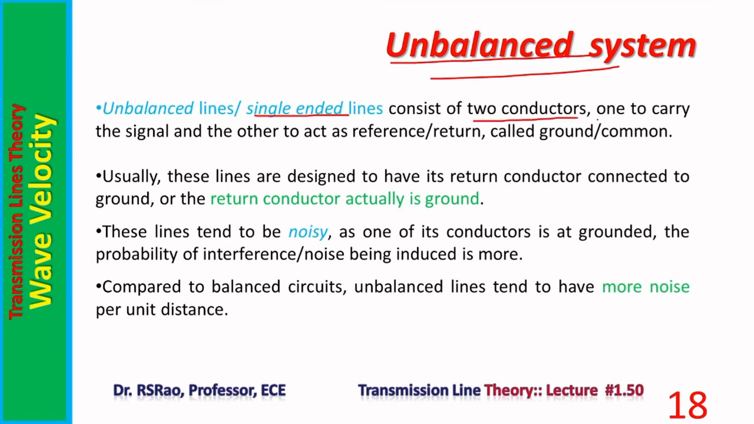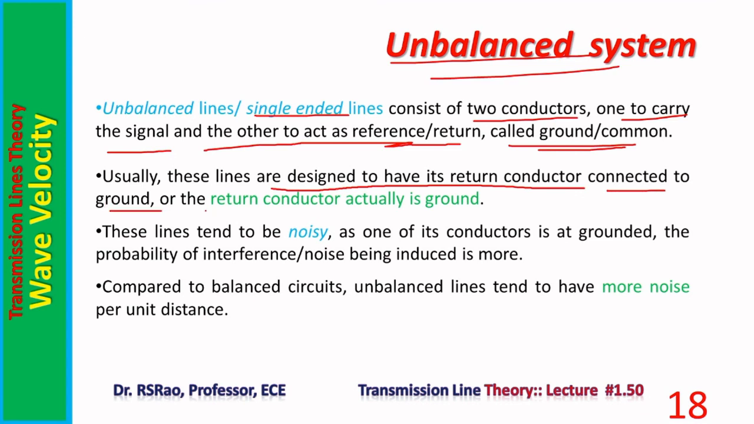It consists of two conductors, one to carry the signal and the other to act as a reference or return, called ground or common. Usually these lines are designed to have the return conductor connected to the ground, or the return conductor actually is ground. This is the most general situation. Ground is the return conductor. When ground is a conductor, part of the line, naturally all the currents, voltages, fields, so many electrical phenomena that take place in the earth influence this conductor, resulting in a certain noise. So these lines tend to be noisy.